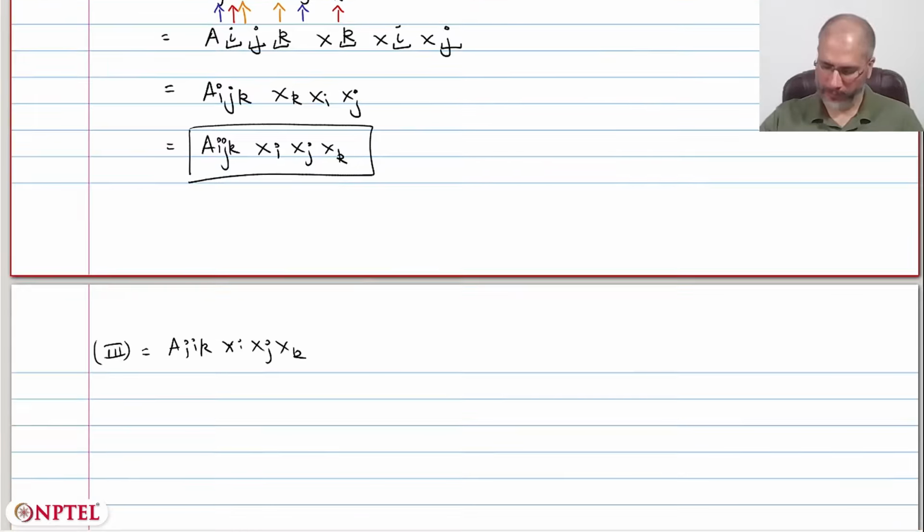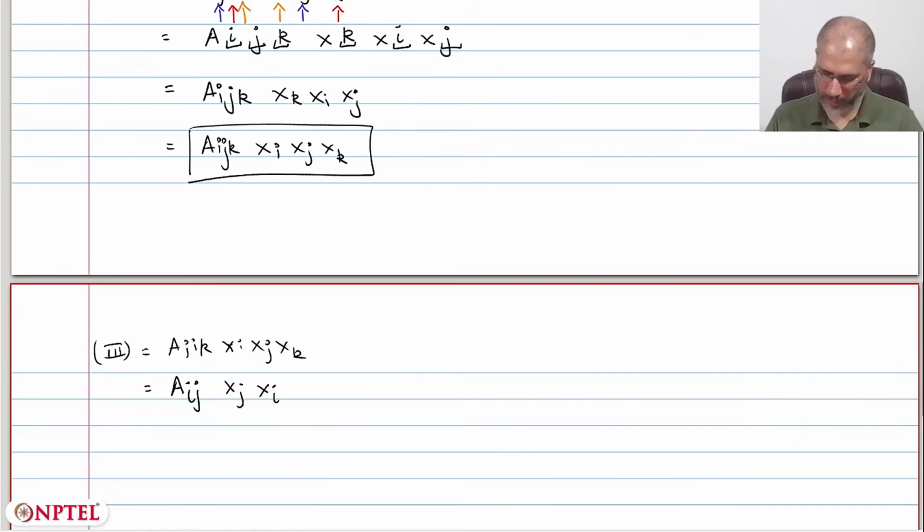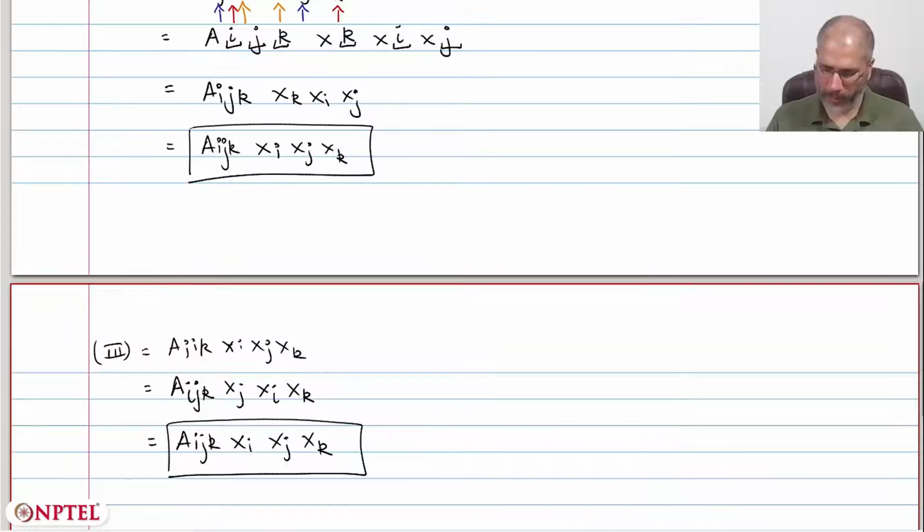So same idea, we will replace the j with an i. So this x has an index i now, the i with the j, so this becomes a j and the k stays as it is. So we have this k on the last term. Okay, and then we can move around the x's. So this is a_ijk x_i x_j x_k. So you can see that we have been able to show both 2 and 3. 1 already was what we wanted.